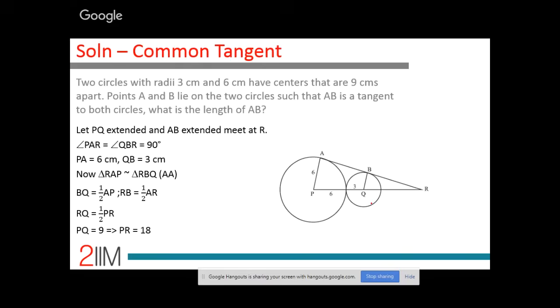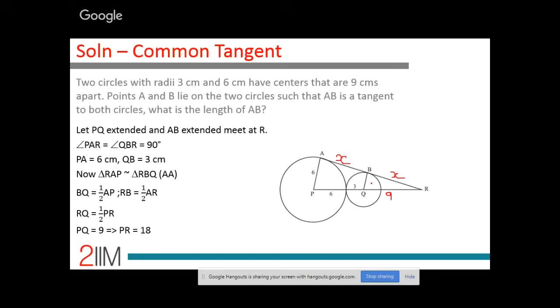And so what is the ratio of the sides? 1:2. So we know that BQ by AP is 1:2. Or can we say RQ? What is that equal to? 9. PQ is 9. RQ should be 9. If this were X, this will also be X. AR is twice of BR. This is X. The whole thing should be 2X, or AB is X. Or this is the midpoint of RA. Q is the midpoint of RP.